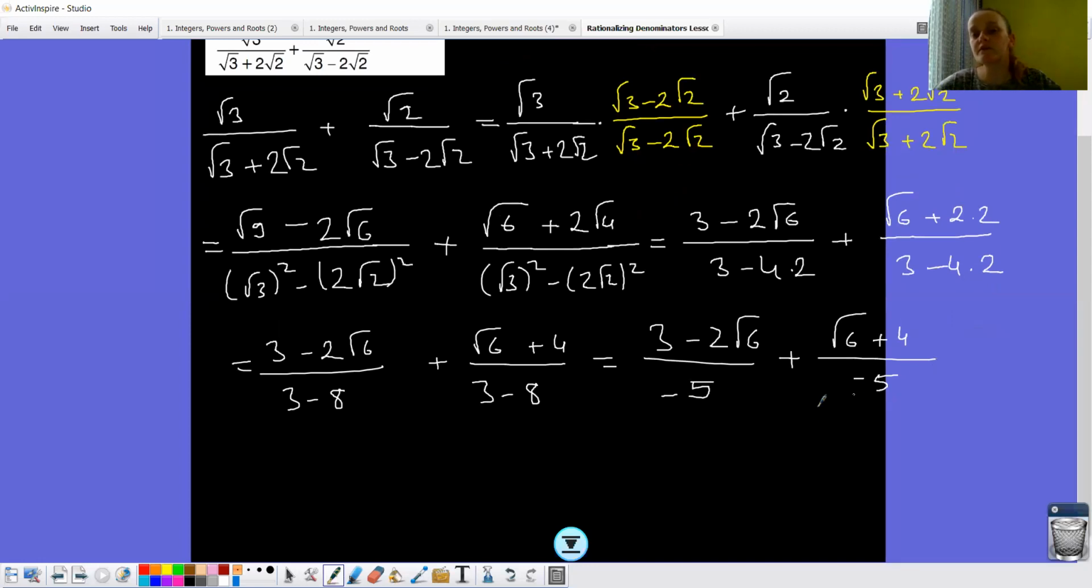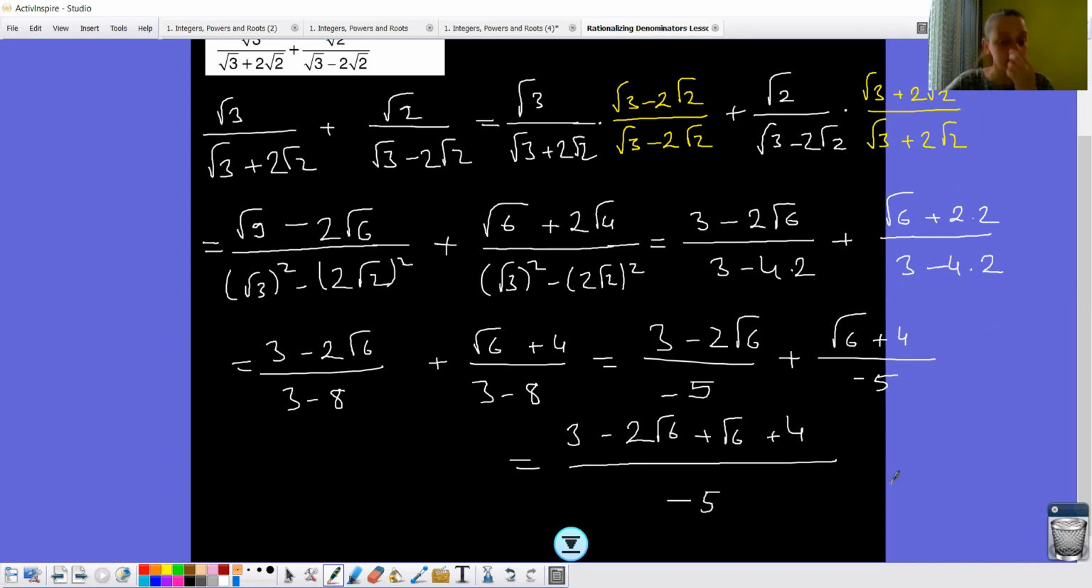Then as you see now I have the denominator same. I can add the fractions. So I will have 3 minus 2 root 6 plus root 6 plus 4 over minus 5. Yes? Am I right? Now here I have 3 plus 4, which is 7. Minus 2 root 6 plus root 6 will be minus only root of 6. So 7 minus root of 6 over minus 5 is your answer.